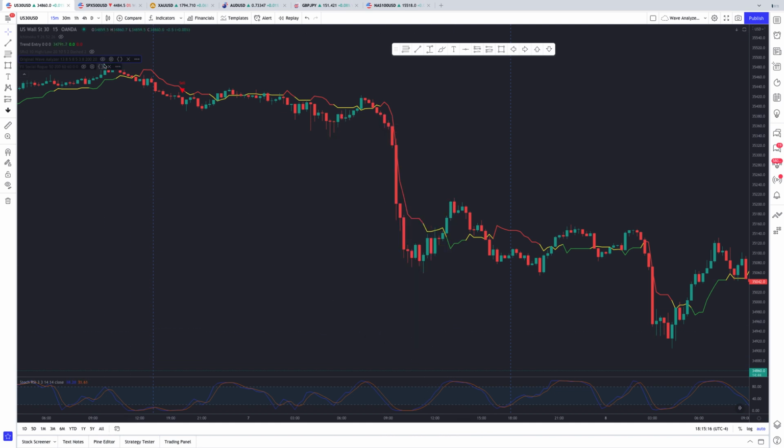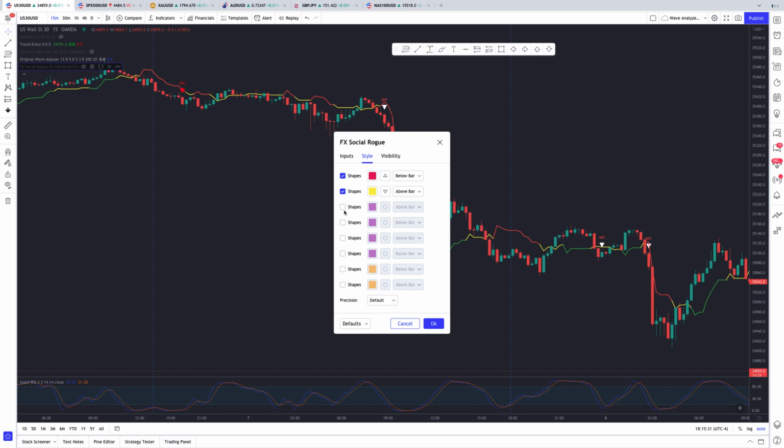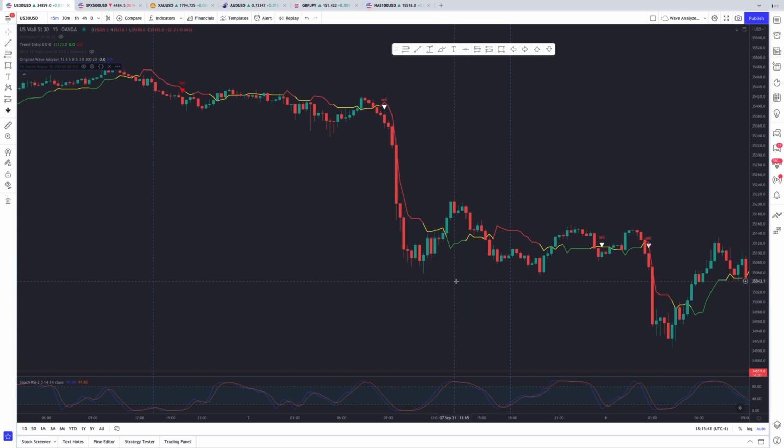So we're going to turn that on, and then we're going to add the rogue FX, also rogue. So you're going to turn both of these off. You're going to turn this to 0, this to 0. Style, turn all of these off. Keep these 2 on. Make this a light blue. Make this a yellow. Hit OK. And then turn it on if you didn't have it on. So basically, these are indicators that are very good at trends. So we're going to use them all together.